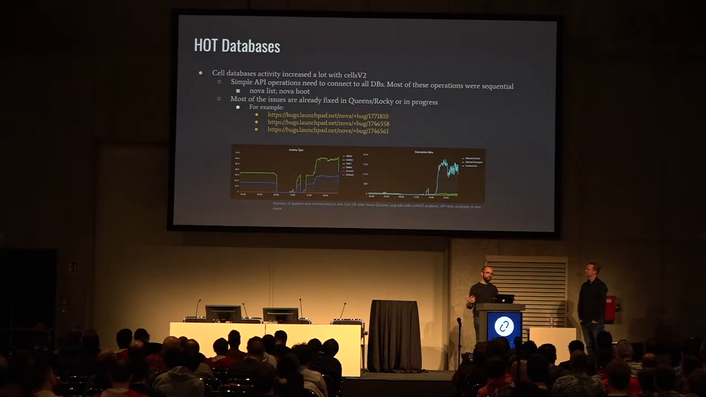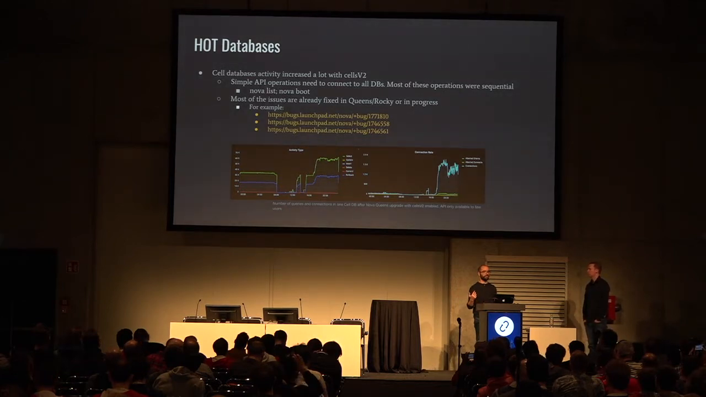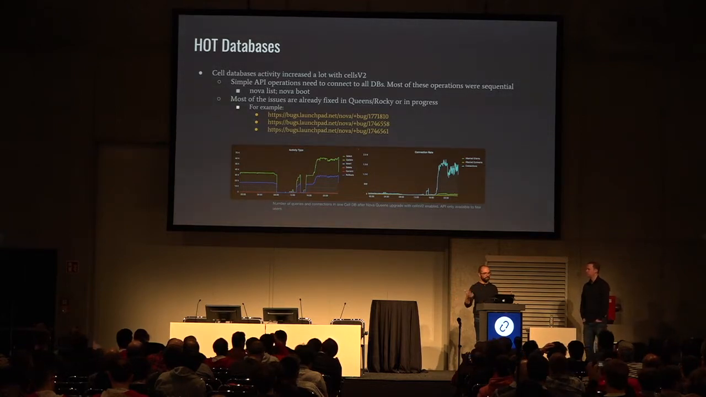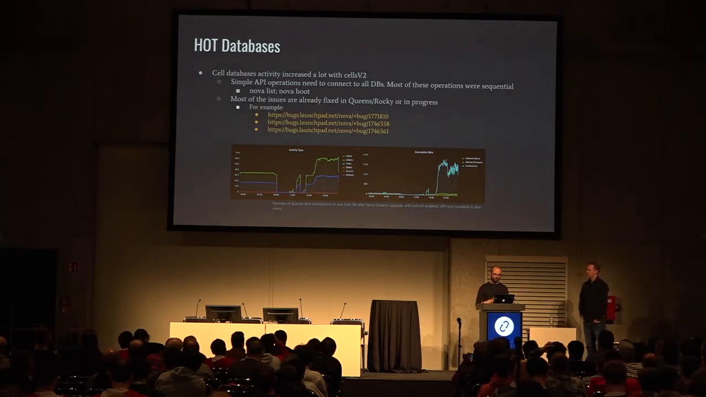So simple operations, if you're using CellsV2 like Nova List, the request goes to all the cells DBs, and if you have a lot of them, it actually needs to do a lot of queries. And at the beginning, in Queens, these operations were sequential. So you start adding time and time. This was also taking some time for the request to finish. All of this is already fixed in Rocky. I don't remember if it was backported to Queens.